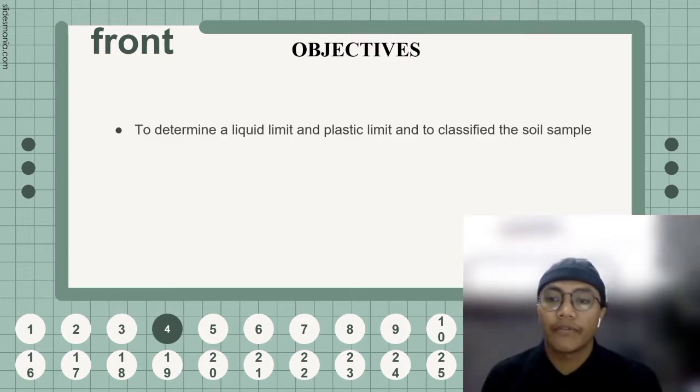Hi and Assalamualaikum. My name is Muhammad Irfan Ali bin Zanira and my matric number is 2060. The objective is to determine the liquid limit and plastic limit and to classify the soil sample.